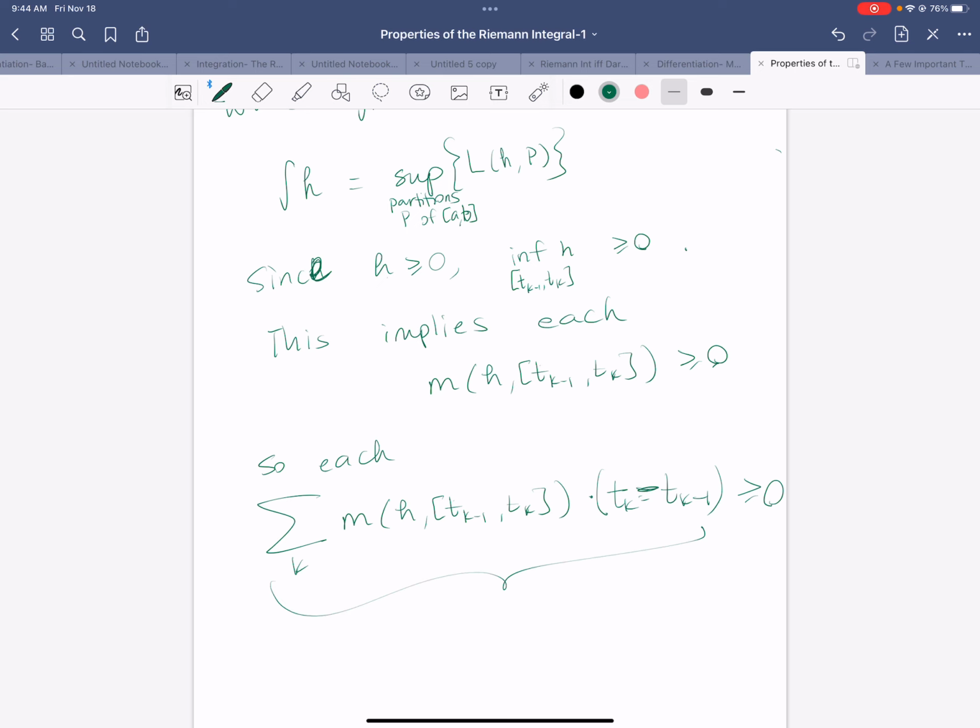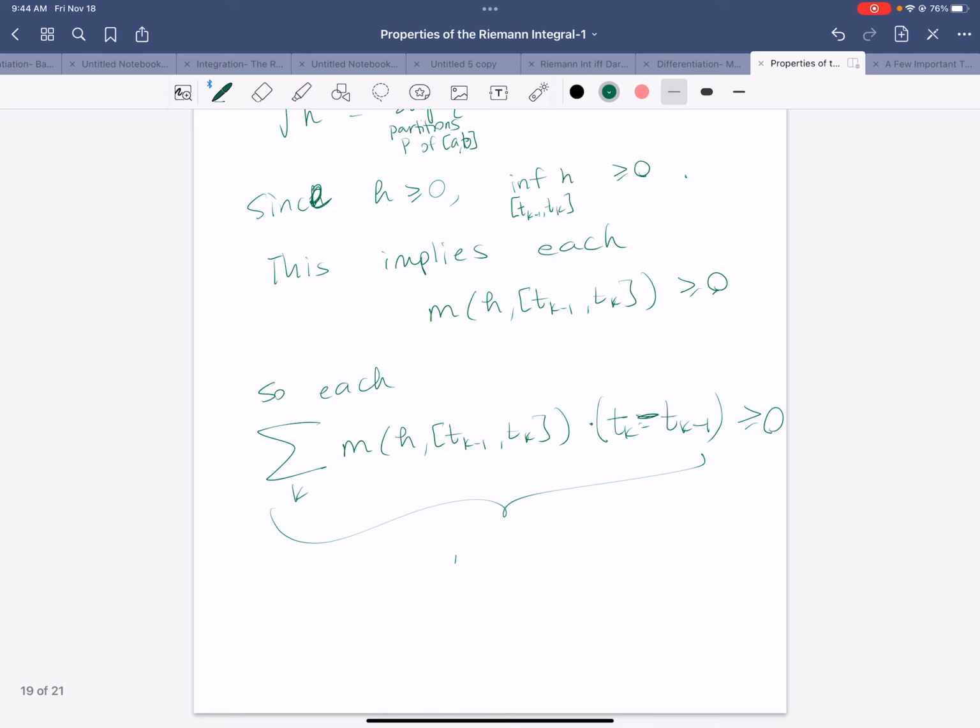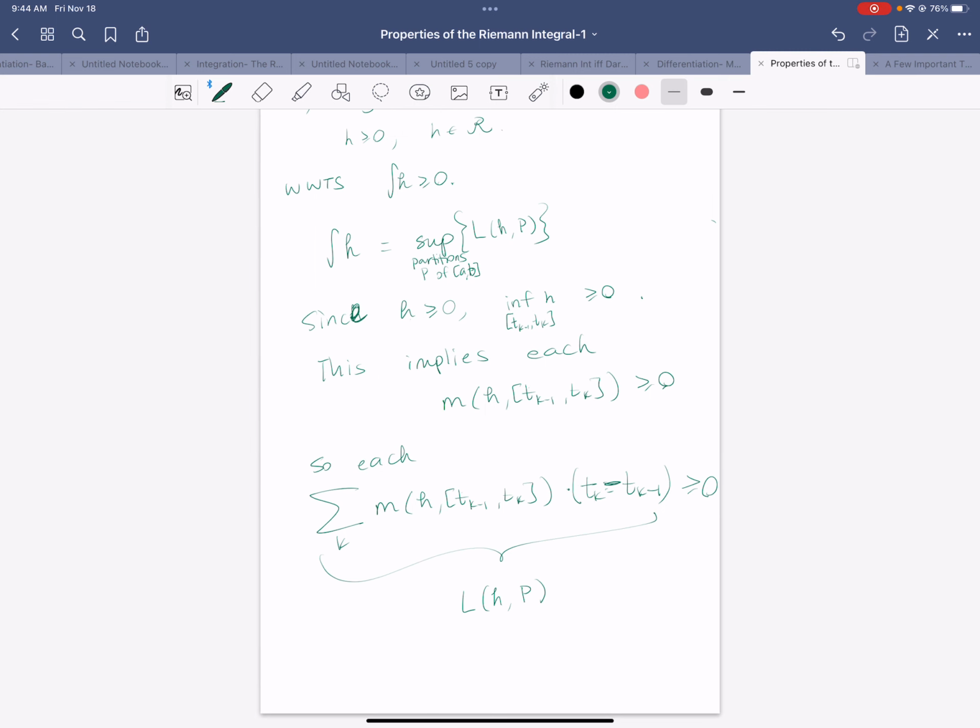But this left-hand side is just the lower sum of h with respect to a partition P, right? So back here, our integral is the sup of these lower sums, but the lower sums are all bigger than or equal to 0. So if here's 0, all our lower sums have to be bigger than or equal to 0. That means that the sup of them also has to be bigger than or equal to 0, right?